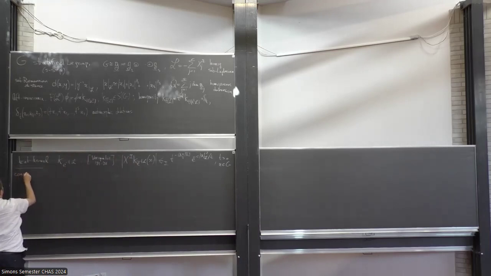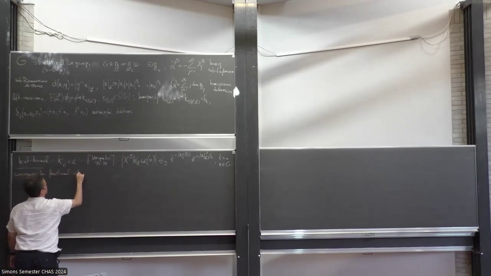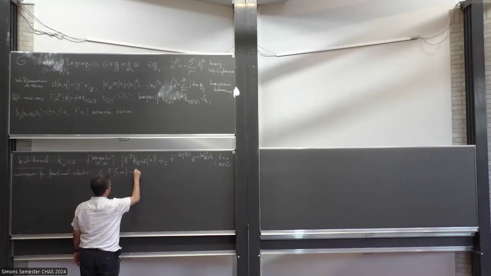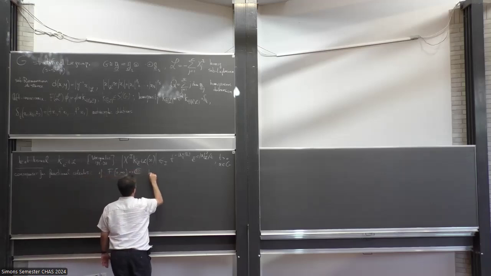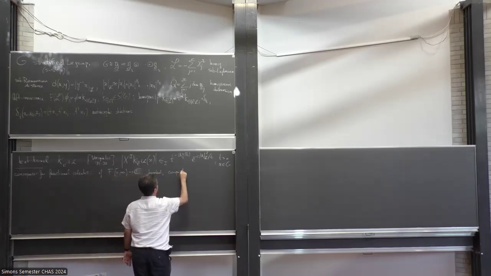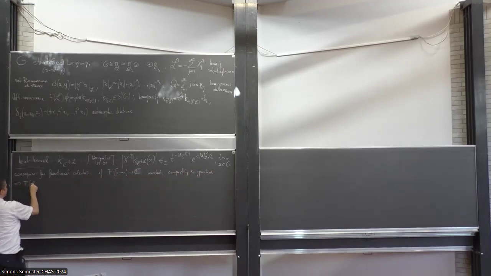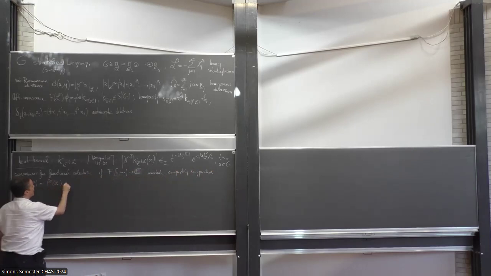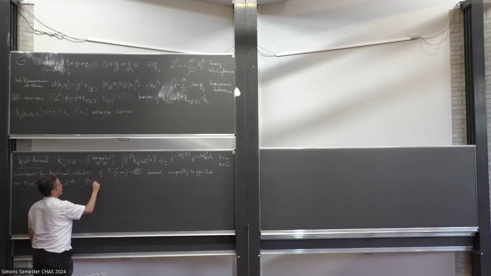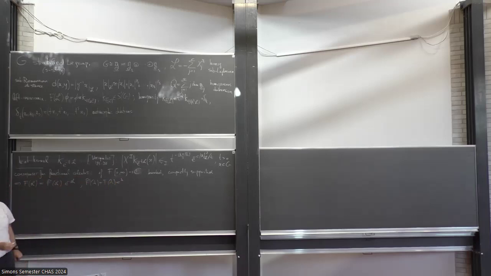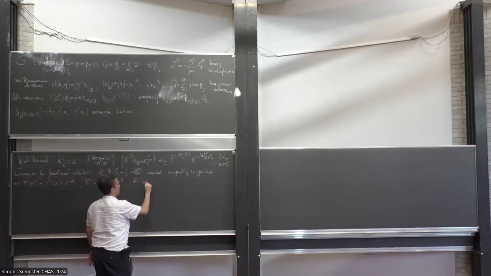So, consequences for the functional calculus. Suppose that we take a function f, complex valued, which is bounded and compactly supported. Then clearly we can write the operator f of L, which we know is a bounded operator on L2, as f tilde of L times e to the minus L, just by changing the function to f tilde, which is the original function multiplied by e to the lambda. And by this trick, we see that this new function is also bounded and compactly supported.